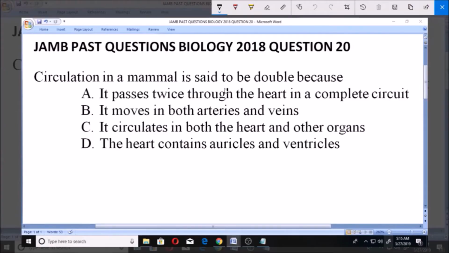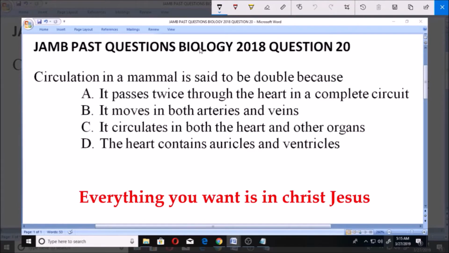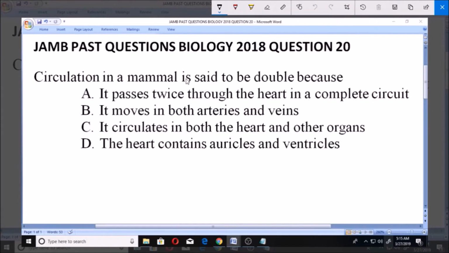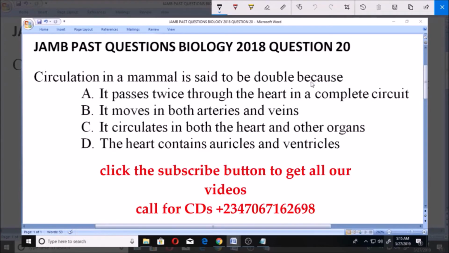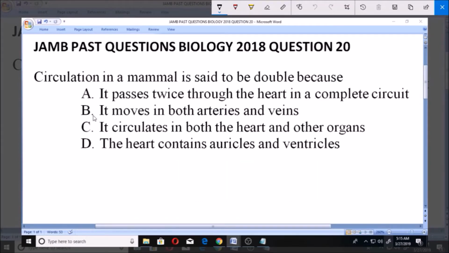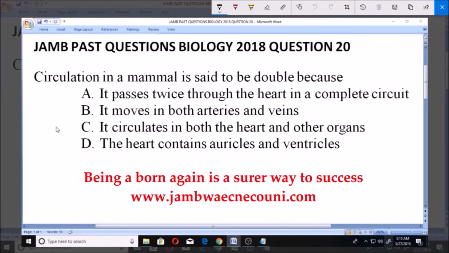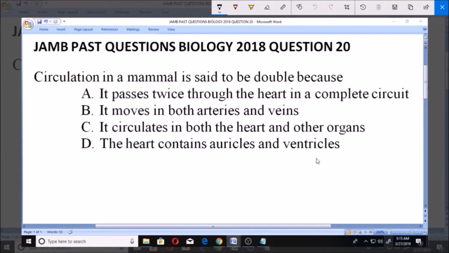Hello, welcome. Let's look at this Jamb past question, biology 2018. Question number 20. Circulation in a mammal is said to be double because A. It passes twice through the heart in a complete circuit. B. It moves in both arteries and veins. C. It circulates in both the heart and other organs. D. The heart contains auricles and ventricles.